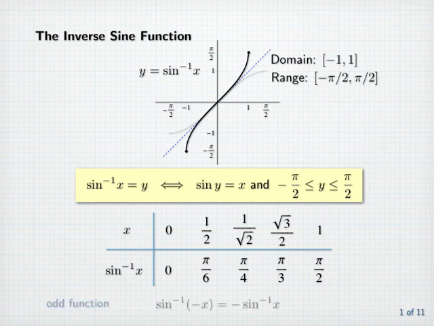Also, inverse sine is an odd function, just as sine is. Inverse sine of minus x equals minus inverse sine of x. So from the table there, we have inverse sine of minus 1/2 equals minus pi over 6, and so on.